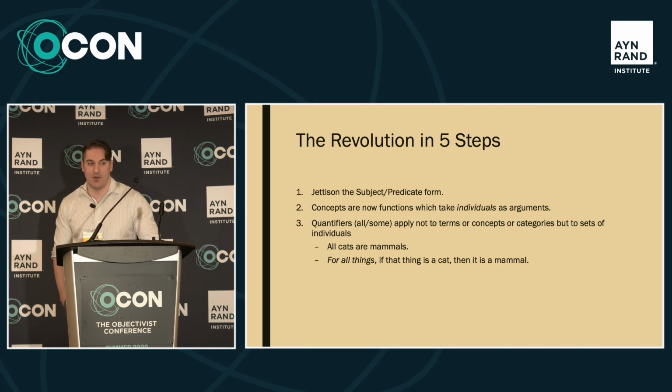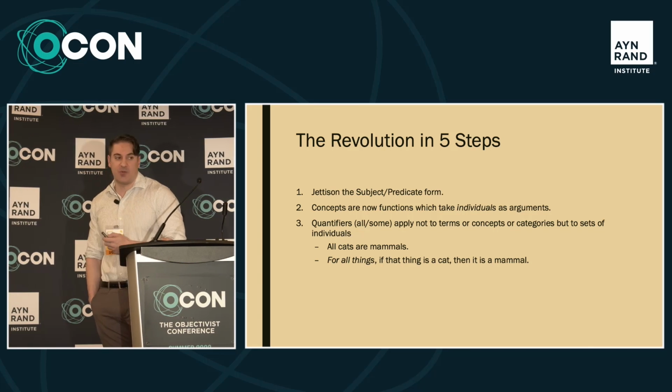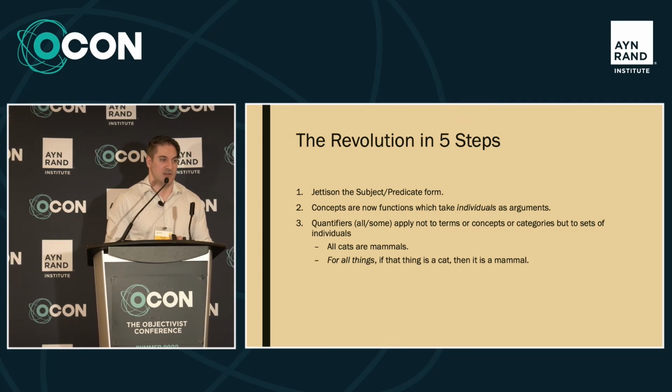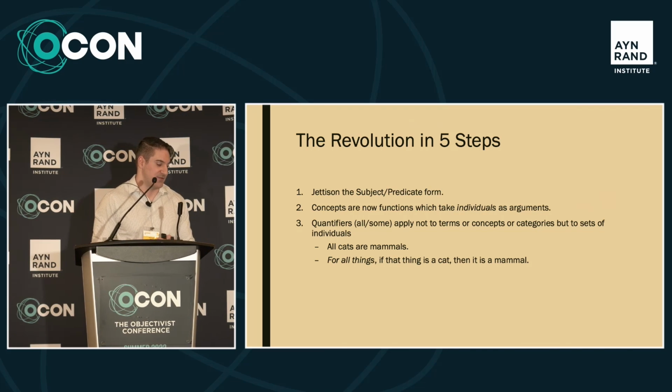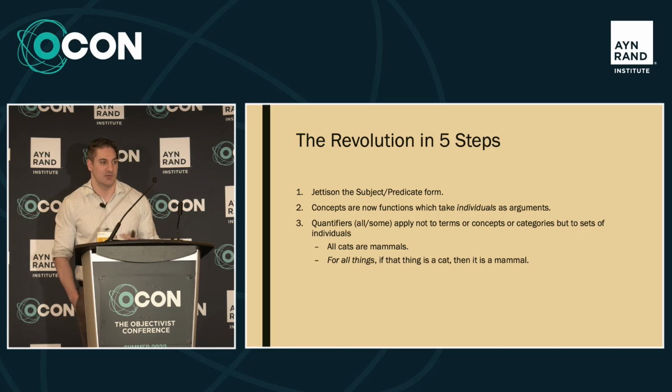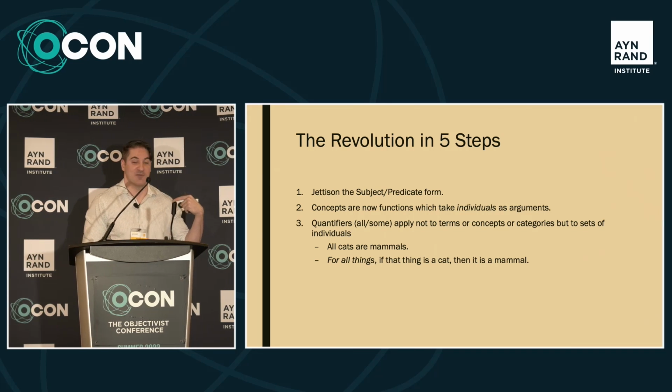Why do you have to say for all things? Well, because what we're putting in the argument place is an individual, could be any individual, all of them, including me and you, this sentence applies to us. For all things, if it's a cat, then it's a mammal. Well, for me, if I'm a cat, then I'm not a cat. I'm still a mammal, but I'm not, right?